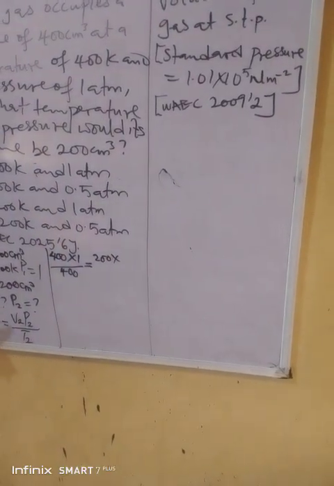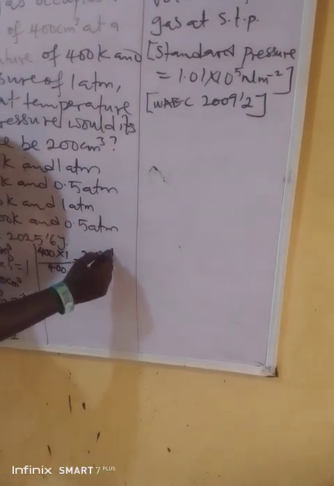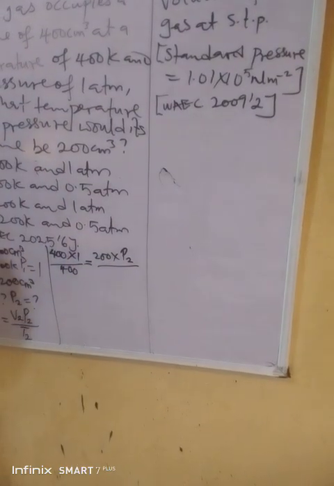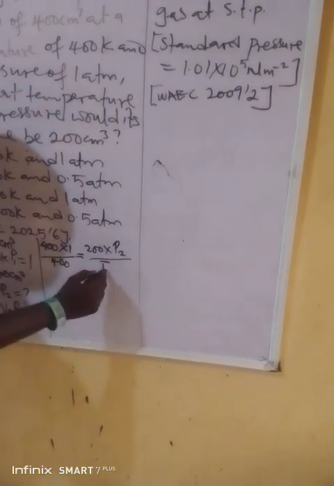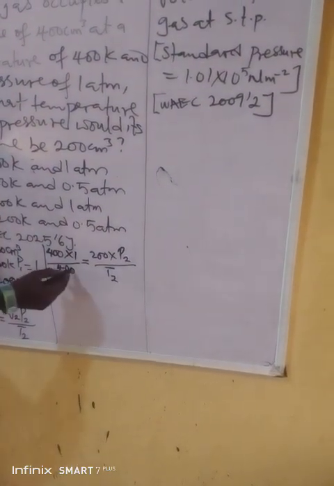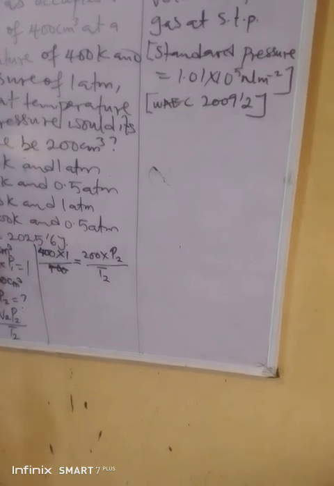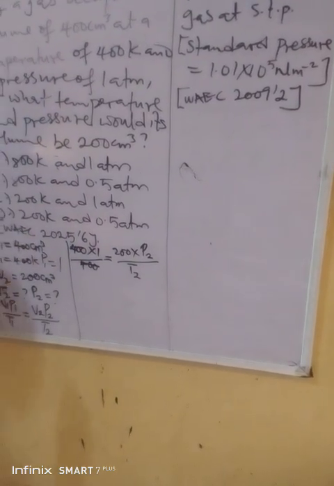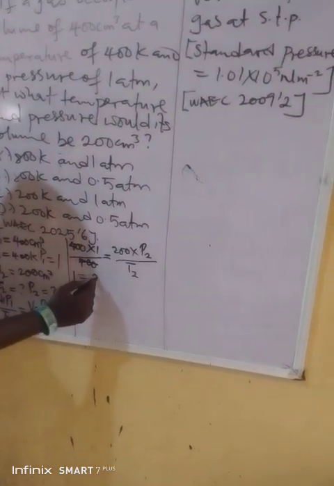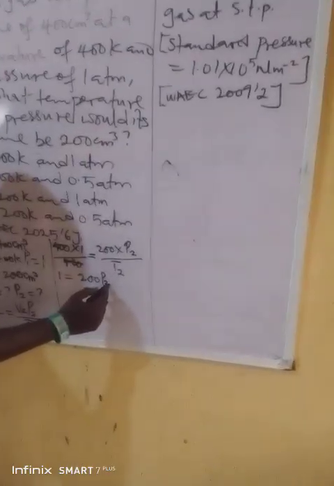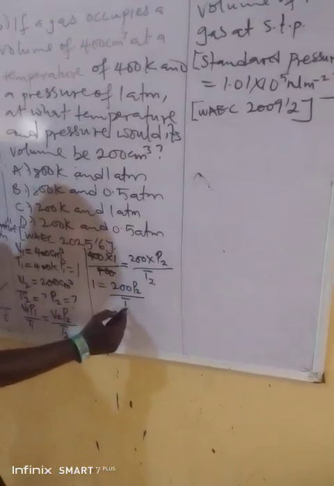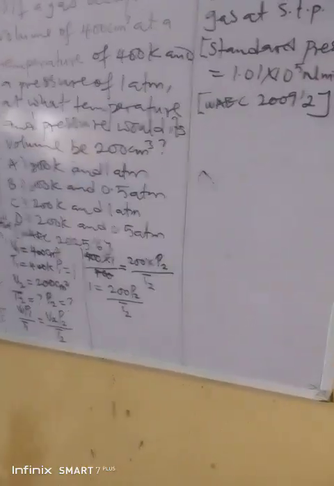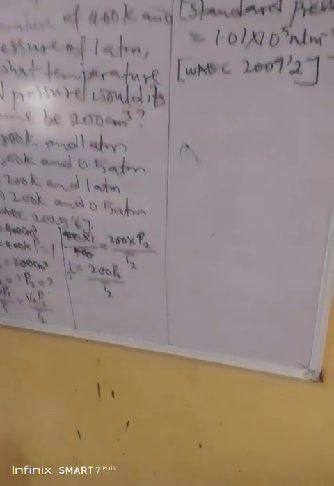Then what is my P2? Unknown. Over what, my T2? Unknown. This one cancels this one. What do I have? 1. It equals 200 P2 over T2. Let me cross multiply. This is over 1.